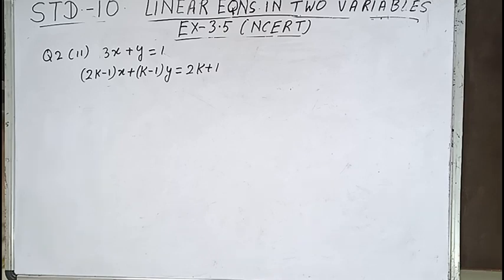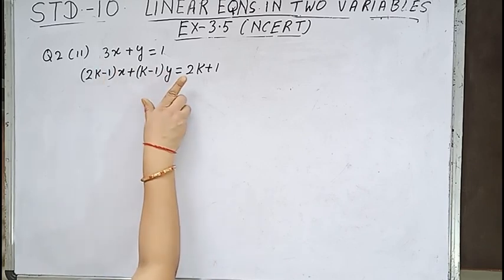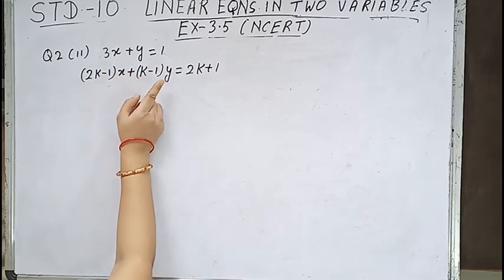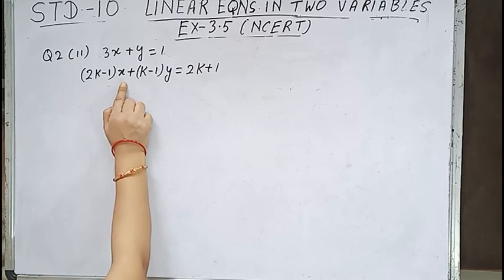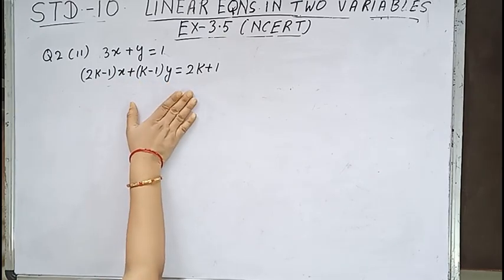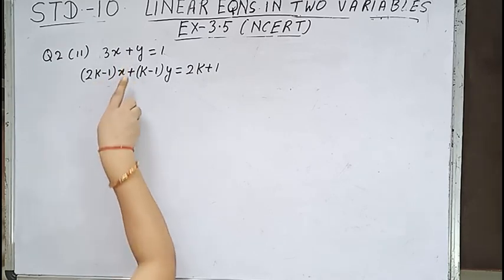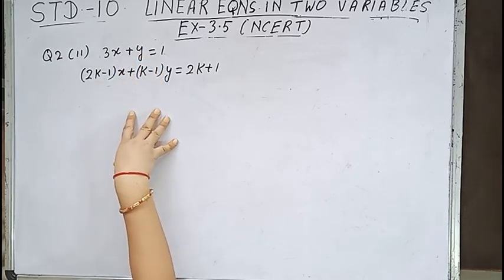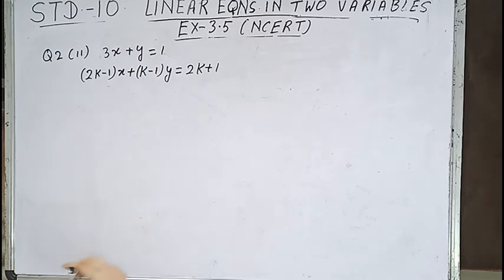Now let us go to question number 2, subpart number 2 of exercise 3.5 NCERT. The question says: for which value of k will the following pair of linear equations have no solution? The pair of linear equations is given as 3x + y = 1 and (2k - 1)x + (k - 1)y = 2k + 1. The question is asking for what value of k the given pair of linear equations has no solution. So let us start.